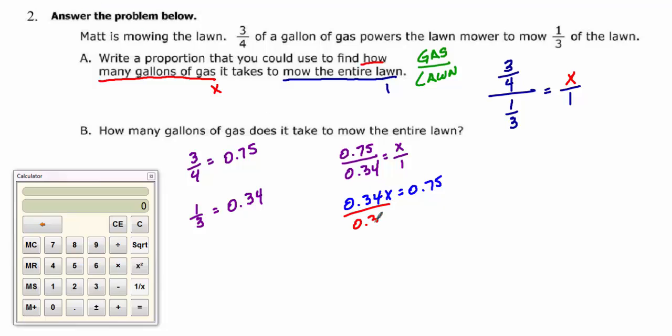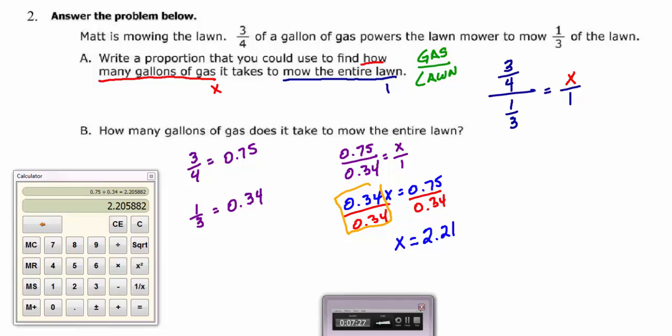Our coefficient is the 0.34. That's what we have to divide everything by, so we get this big 1. And when I divide 0.75 divided by 0.34, I get, man, look at that, 2.2058. We're going to go 2.21. We'll go out to the hundredths place.